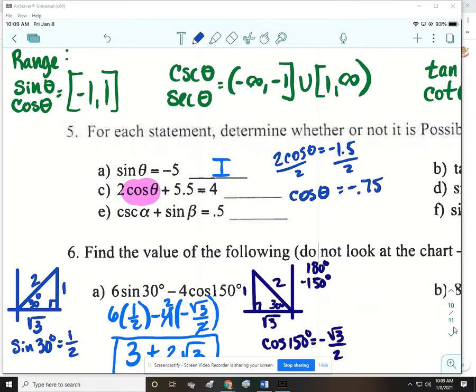All right, so is it possible to take a cosine of an angle and get -0.75? It is, because -0.75 falls between -1 and 1, so that is possible.